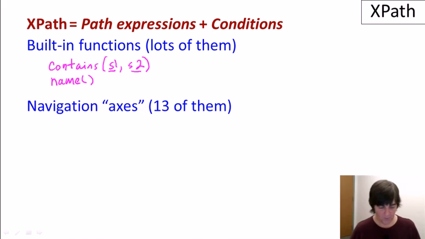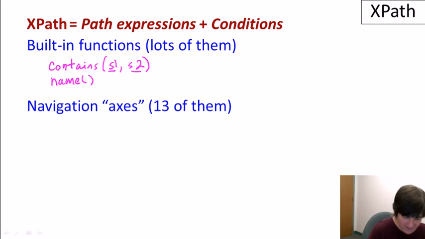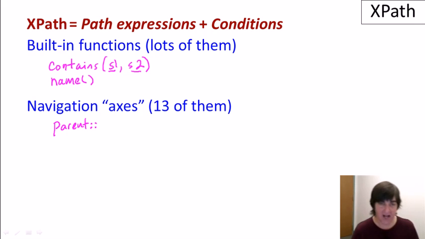The last concept that I want to talk about is what's known as navigation axes. There are 13 axes in XPath. An axis is a keyword that allows us to navigate around the XML tree. So for example, one axis is called parent. You might have noticed that when we talked about the basic constructs, most of them were about going down a tree. If you want to navigate up the tree, then you can use the parent axis that tells you to go up to the parent.